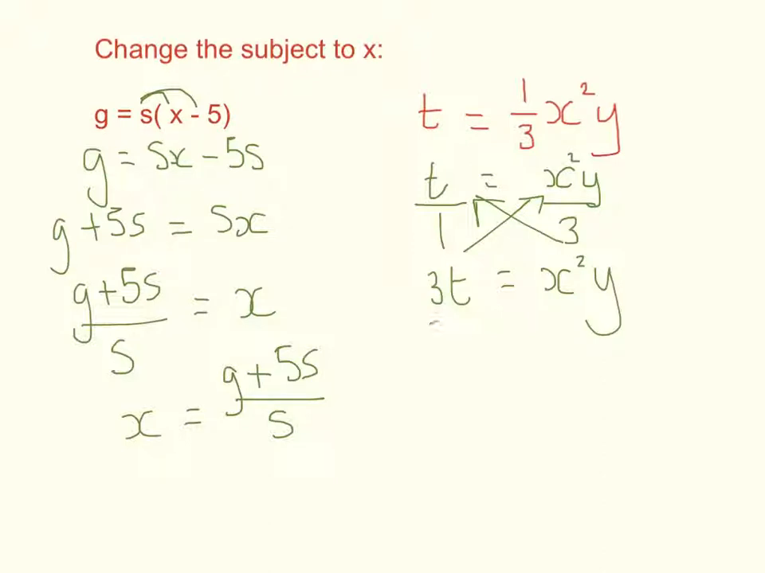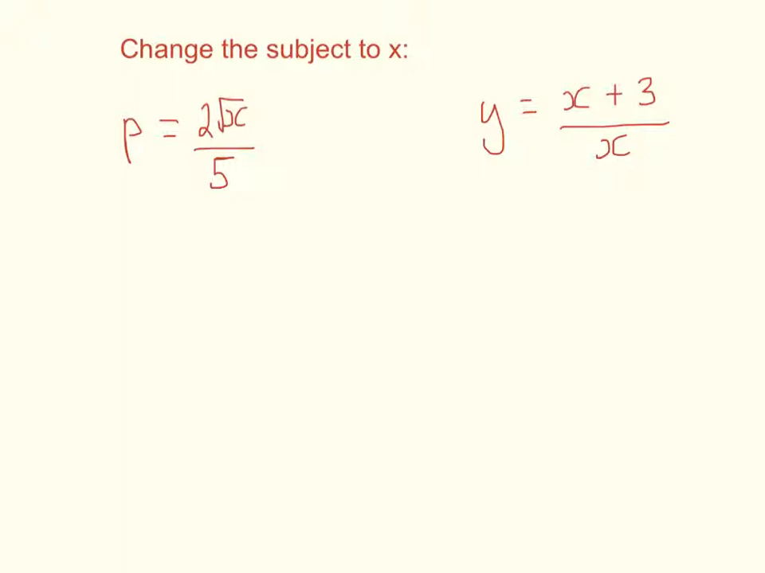Next, get rid of the y. So 3t divided by y equals x squared. And now finally, we want it to be x equals, and at the minute it's x squared equals. So to get rid of the squared on the x, what we need to do is square root both sides. So if I do the square root of x squared, I'll just get x on this side. But when I do the square root of the other side, well, I can't really do it. I'm just going to write 3t over y all square rooted. So that's going to be my final answer: x equals the square root of 3t over y.